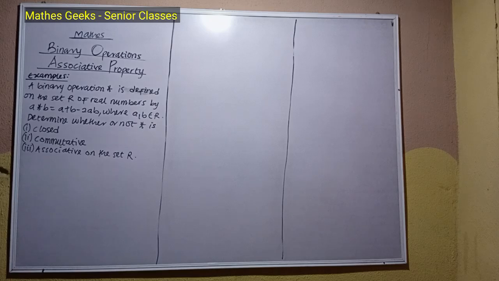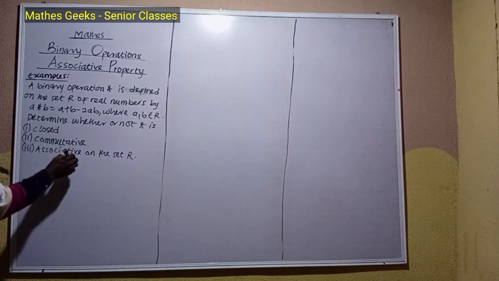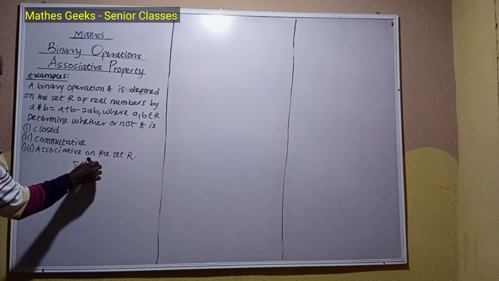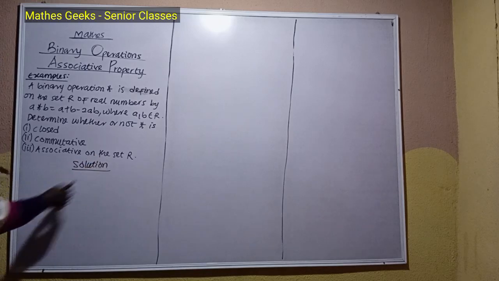The binary operation star is defined on the set R of real numbers by A star B is equal to A plus B minus 2AB, where A, B are members of R. Determine whether or not star is: 1. closed, 2. commutative, 3. associative on the set R. Solution.